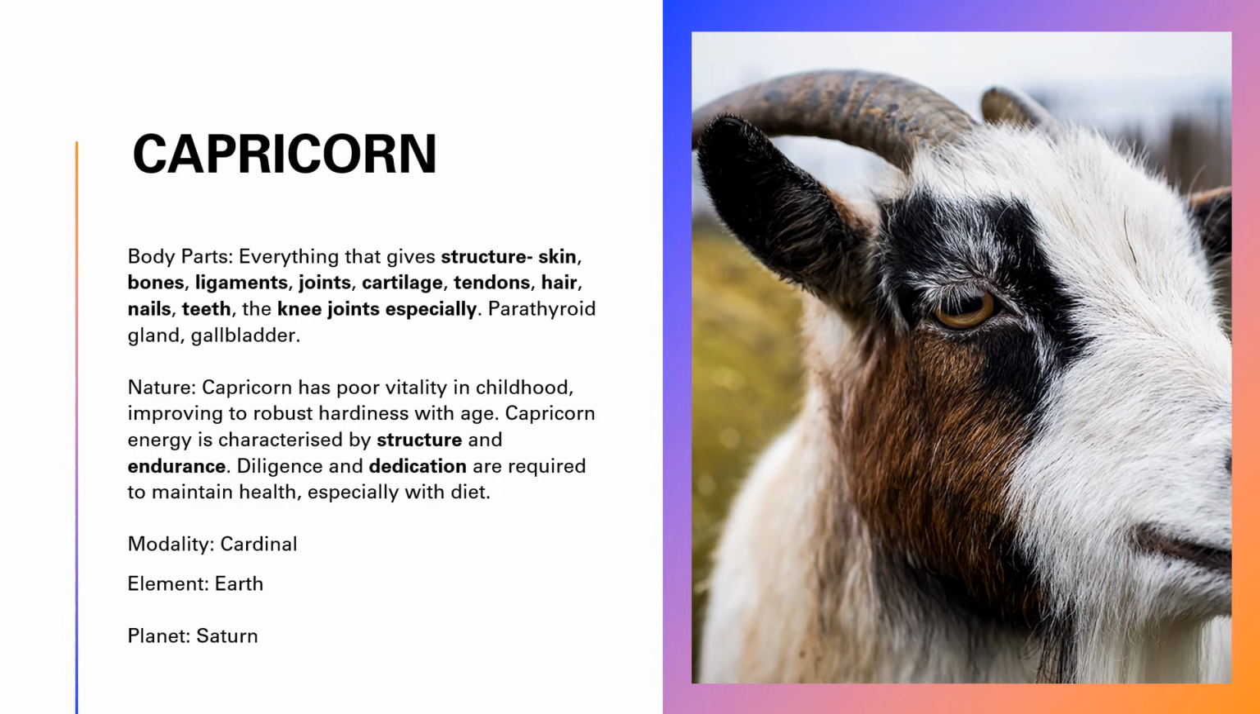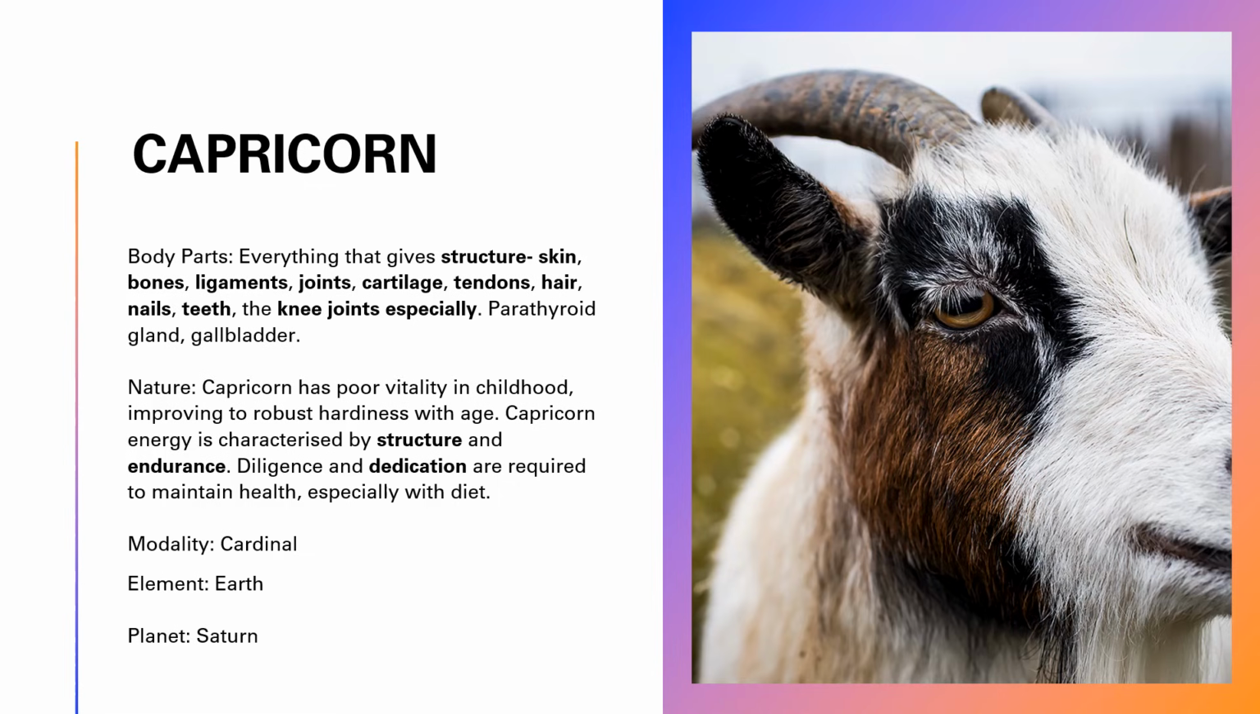And the mountain goat, they just about climb vertically to get to the top of the mountain every time, and they do it. So that's that diligence and dedication and endurance, but also the diligence and dedication that is required to maintain health. So if you have a lot of Capricorn energy, there's going to be hard work involved in maintaining health, especially with diet. That's just another Capricorn thing. It's an earth sign. They just need a mineral-rich diet to maintain all these structural components.